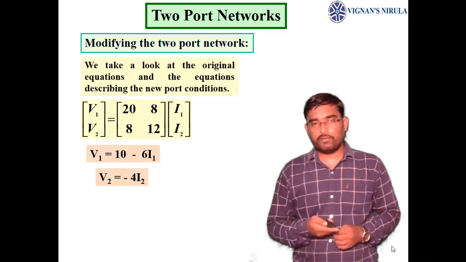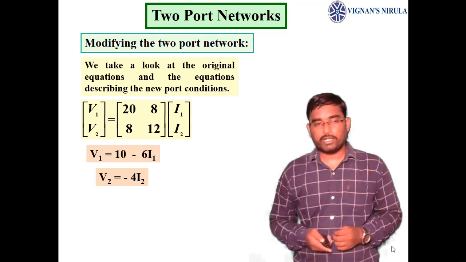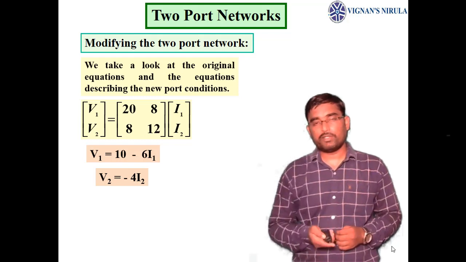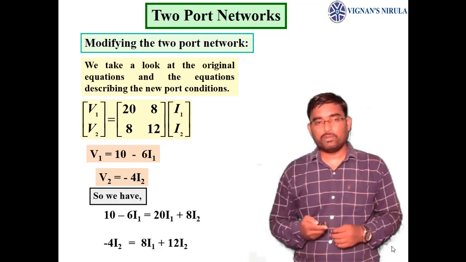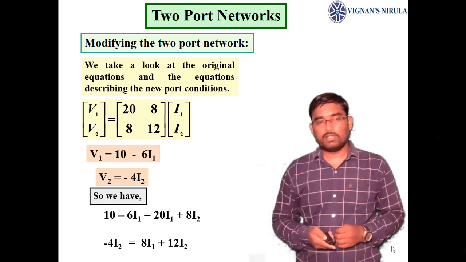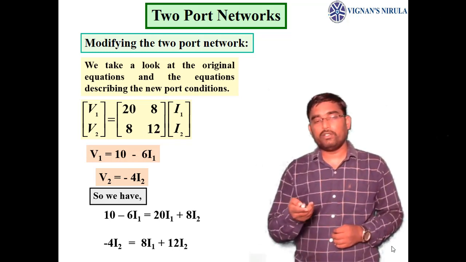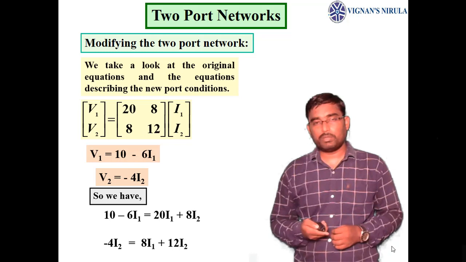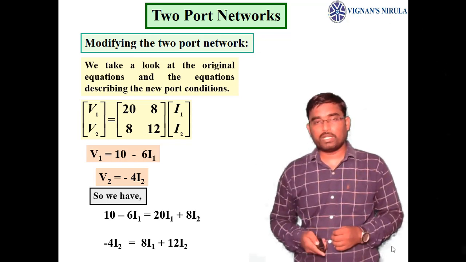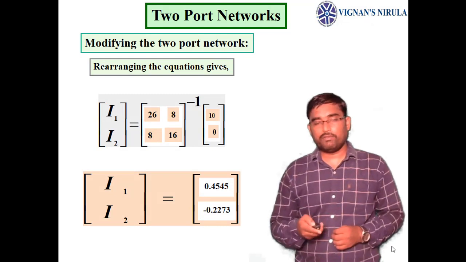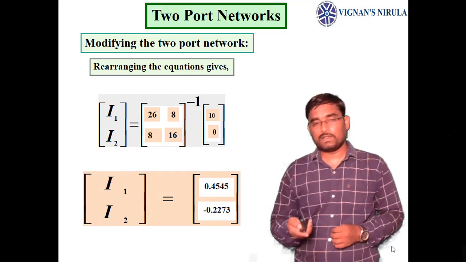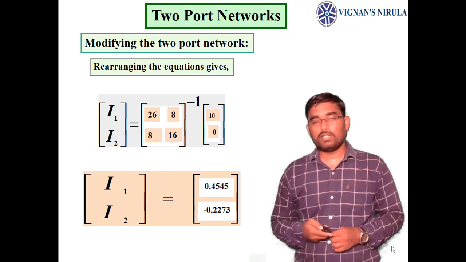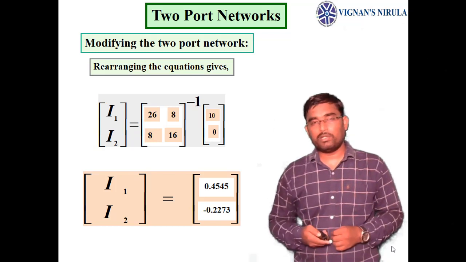Now we already have V1, V2 equals the matrix 20, 8, 8, 12 into I1, I2, and now we have V1 as 10 minus 6 I1 and V2 as minus 4 I2 from the modification. Putting these V1 and V2 in the equation, 10 minus 6 I1 equals 20 I1 plus 8 I2, and minus 4 I2 equals 8 I1 plus 12 I2. From these two equations we can find I1, I2 equals the inverse of the matrix 26, 8, 8, 16 into 10, 0. By simplification we get 0.4545 and minus 0.2273.